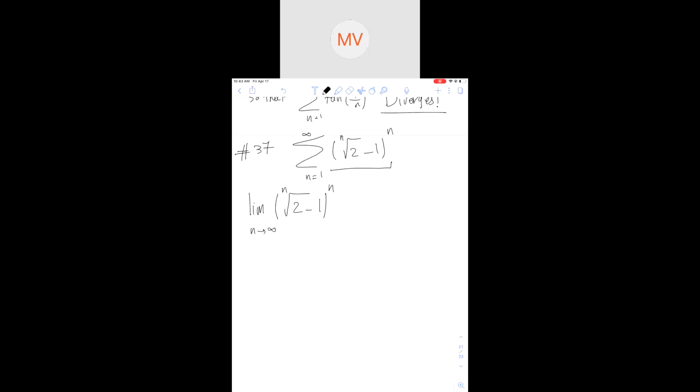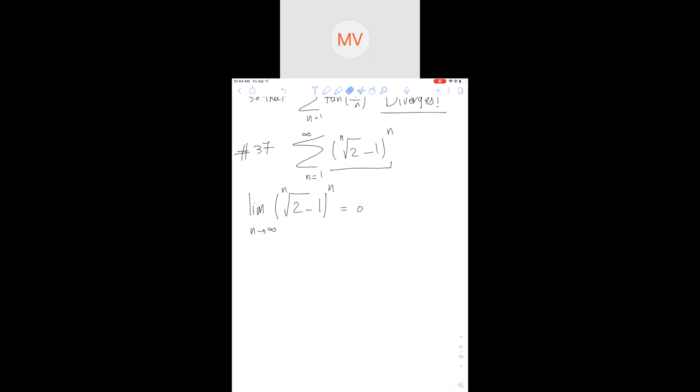Okay. What is it? If you plug in infinity, the nth root of 2 is 1. Because think about it, you have 2 raised to 1 over n, 1 over n approaches 0, 2 to 0 approaches 1. So 1 minus 1 is 0, that means you have 0 to infinity. Except this 0 is not exactly 0.